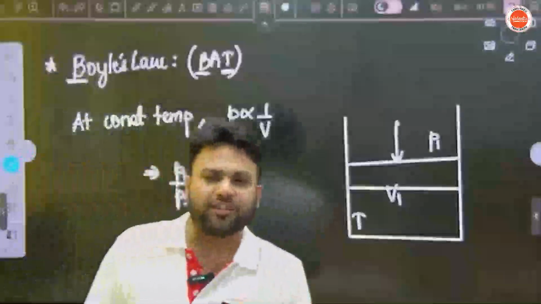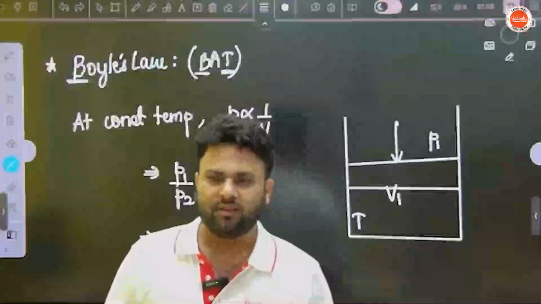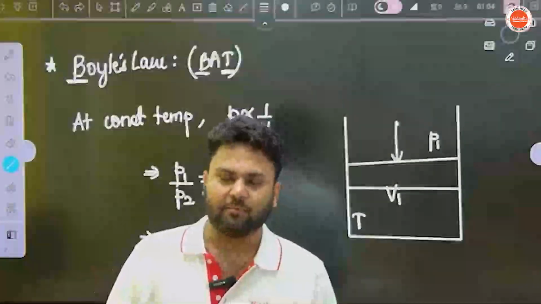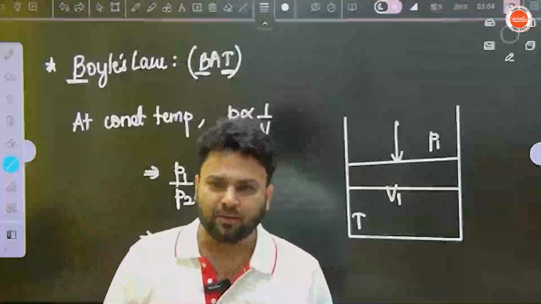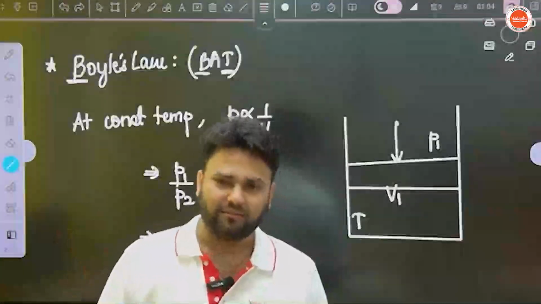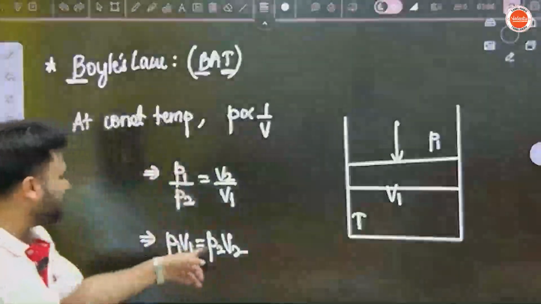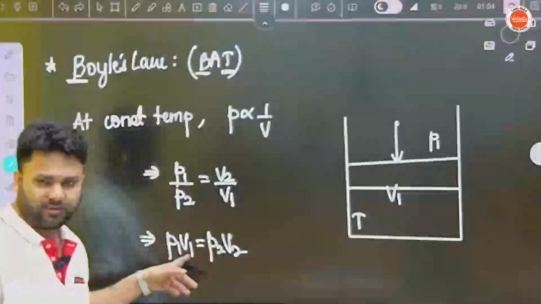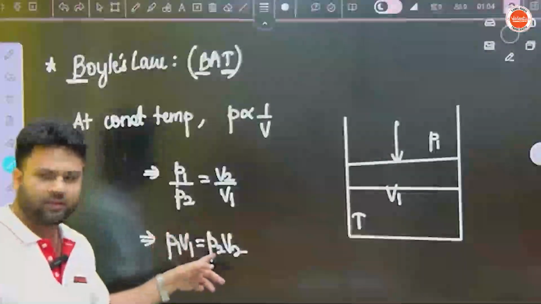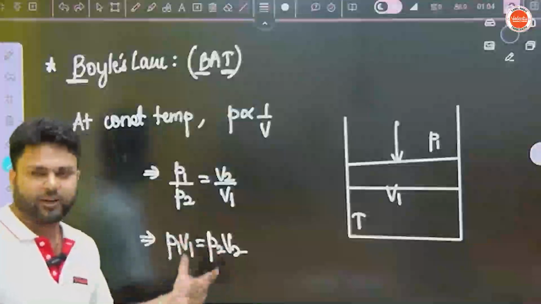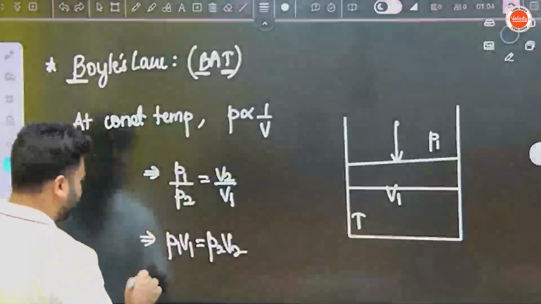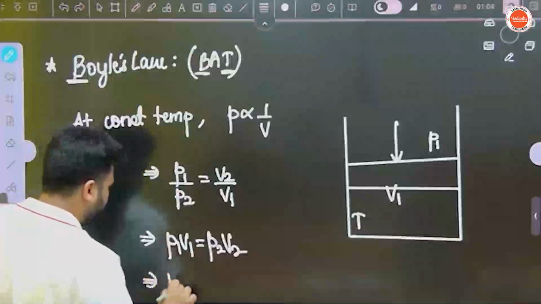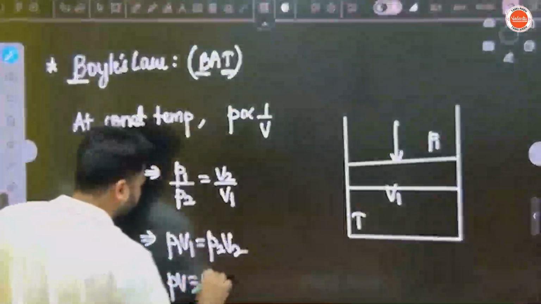Means when we are going from stage 1 to stage 2, pressure is increasing but volume is decreasing. Means P2 is greater than P1 but V2 is less than V1. That I am writing, P1 V1 equals P2 V2. In stage 1 there must be some pressure, some volume. In stage 2 there must be some pressure, some volume. The product will always be constant. Or we can write PV equals constant.